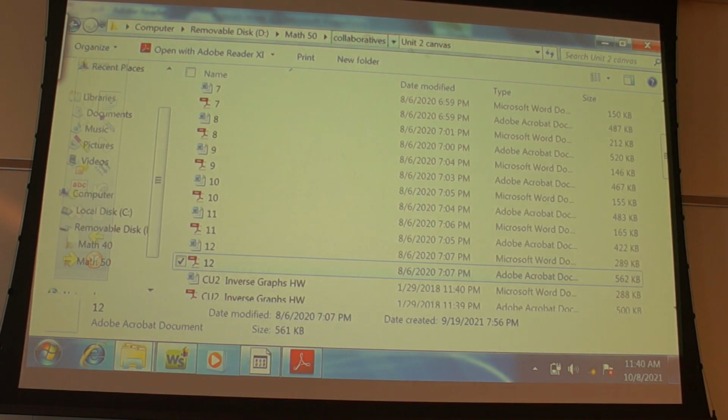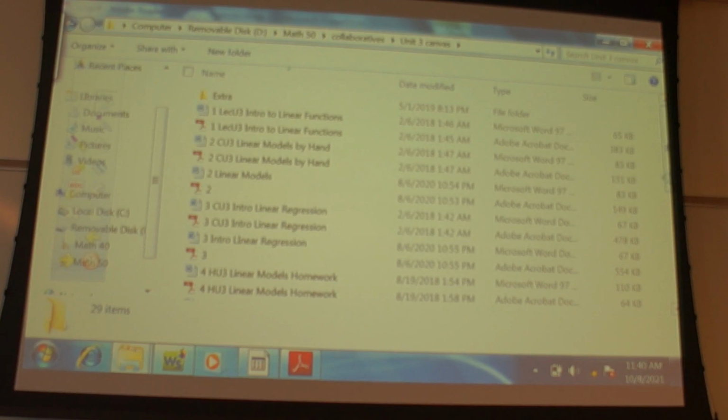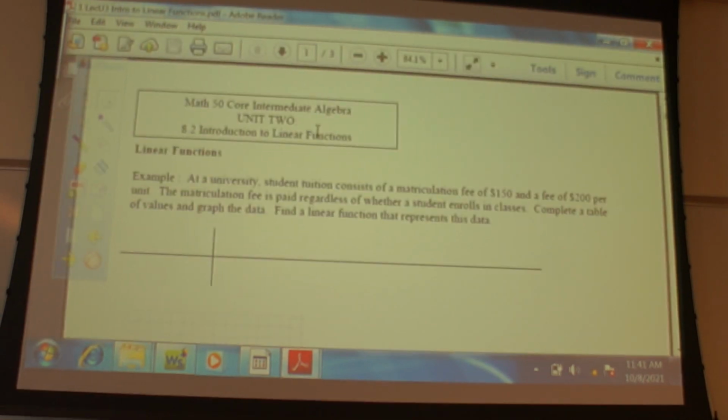Again, that's due on Wednesday. Let's take a look at number 3. So now we're going to do intro to linear functions.